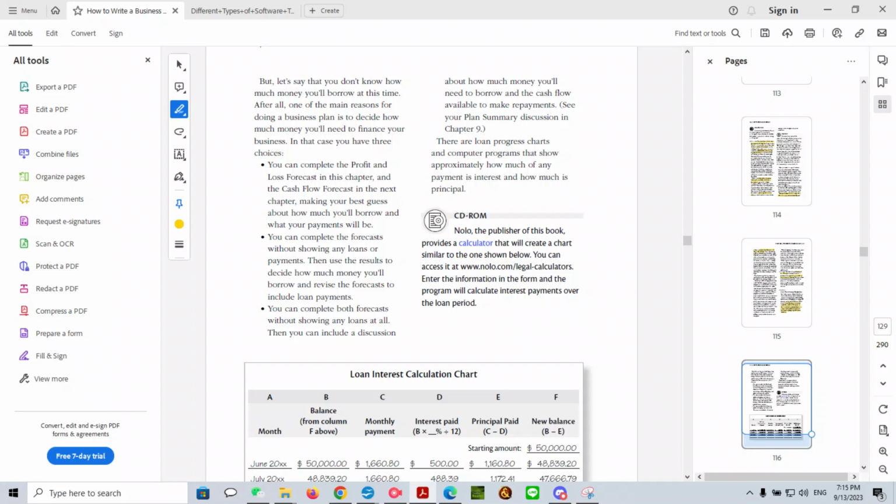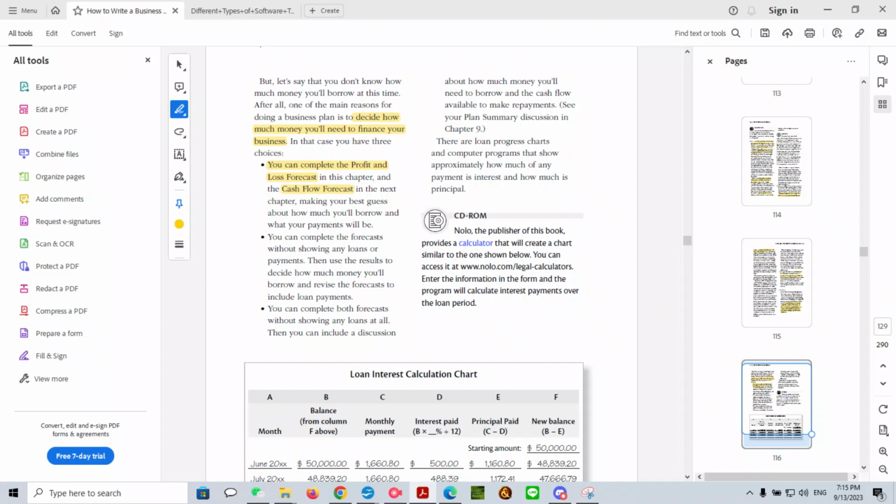Let's say you don't know how much money you'll borrow at this time. After all, one of the main reasons for doing a business plan is to decide how much money you'll need to finance. So here's what you need to do. Decide how much money you'll need to finance your business, meaning how much capital, how much money will you need to start this business. So you'll have three choices to consider. Number one, you can complete the profit and loss forecast in this chapter, and the cash flow forecast in the next chapter.